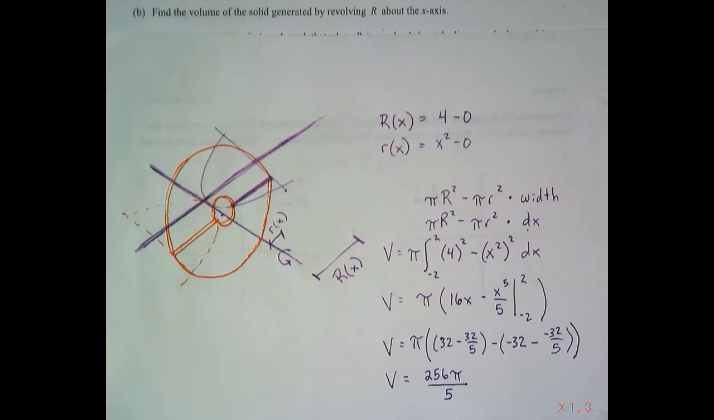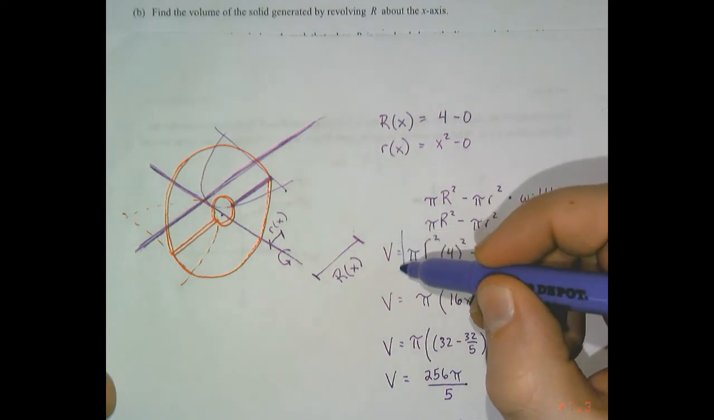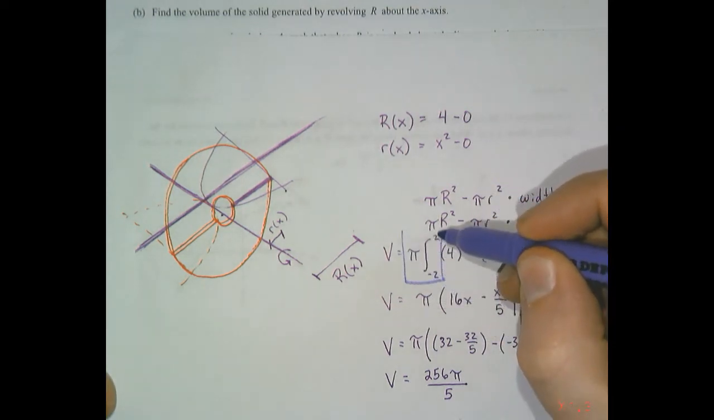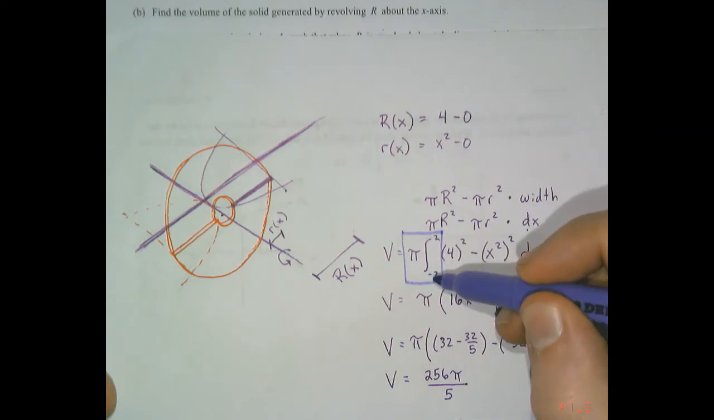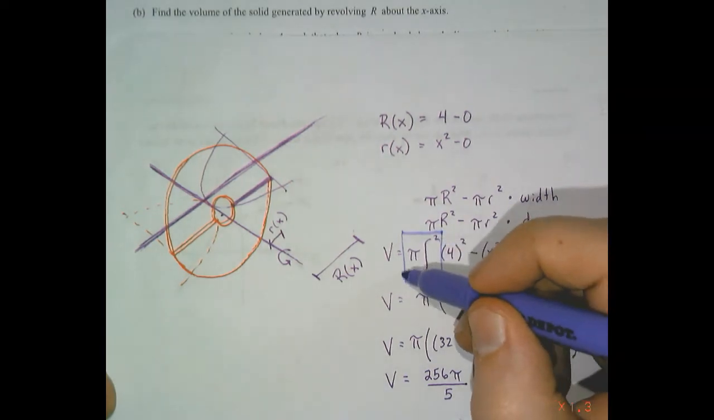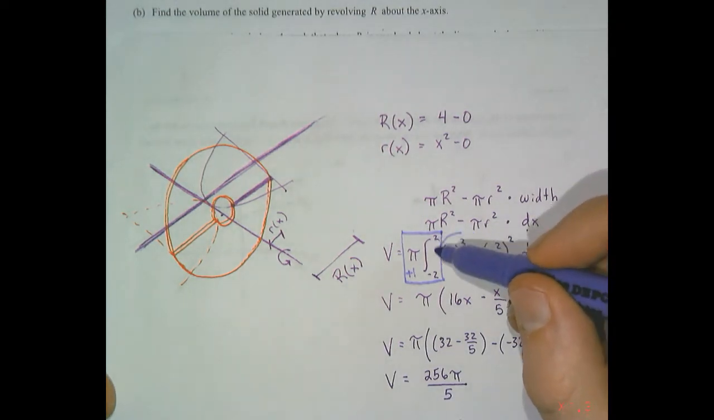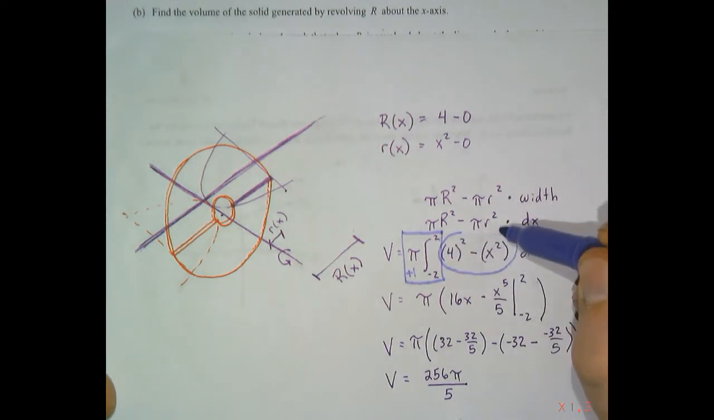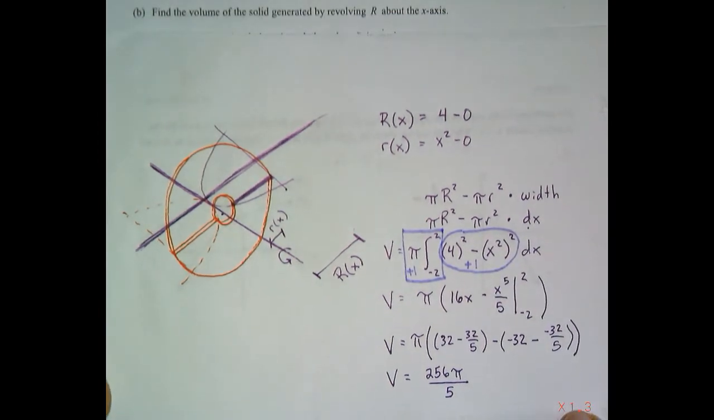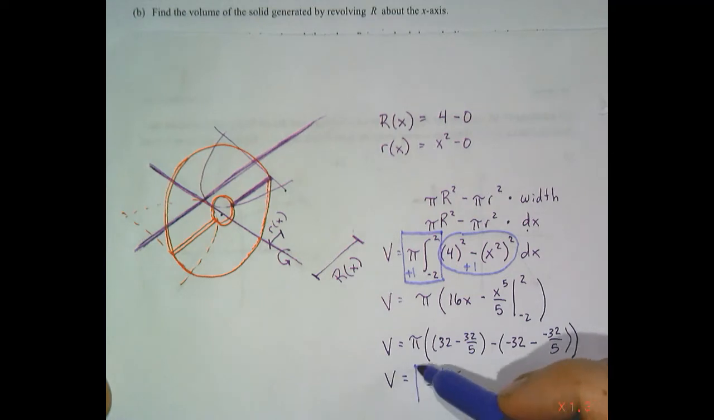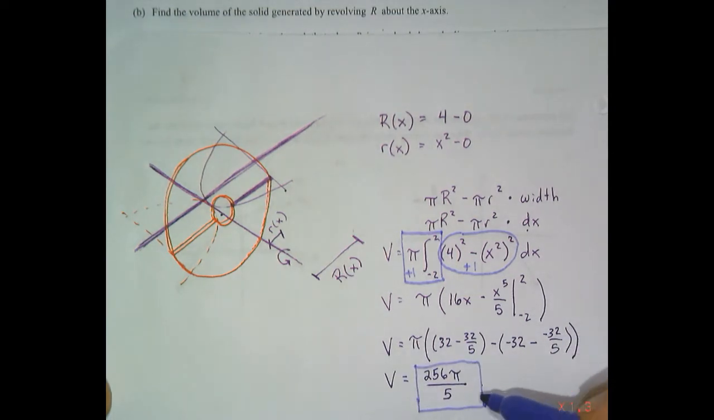The point breakdown for this problem is worth 3 points. And your first point is for having the constant in the limits. So pi and the -2 to 2 is worth 1 point. You get your second point for having the integrand correct. So the 16 minus x to the 4th is your integrand. And then finally, your last point comes from, did you correctly evaluate the integral? So those are your 3 points.